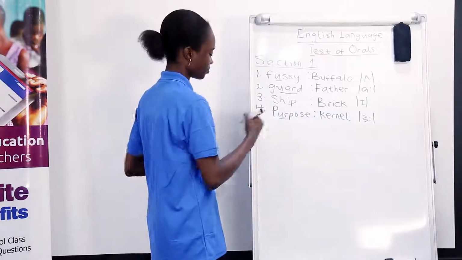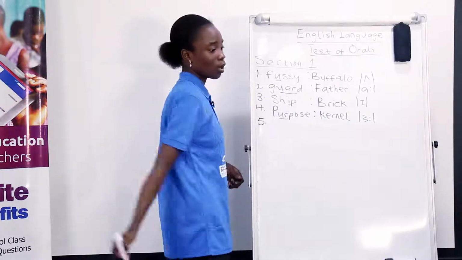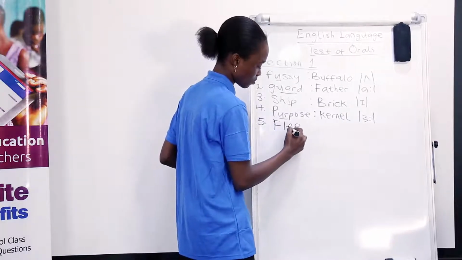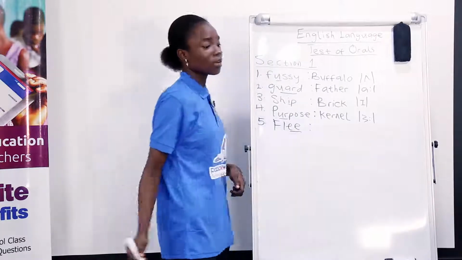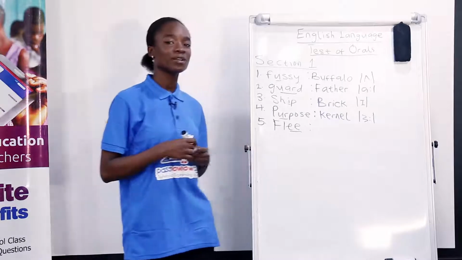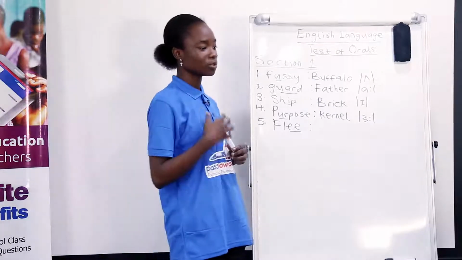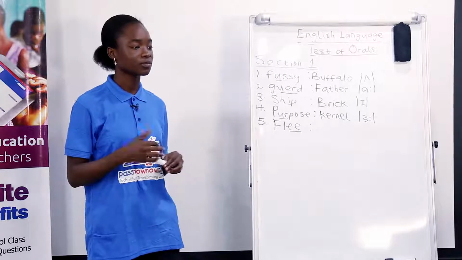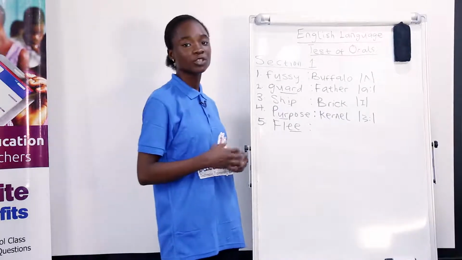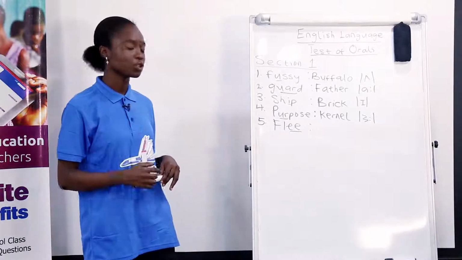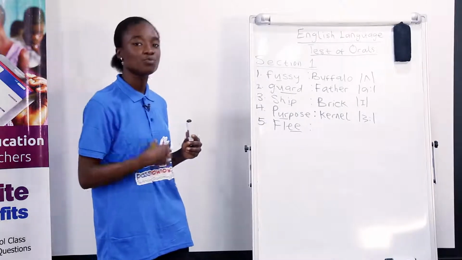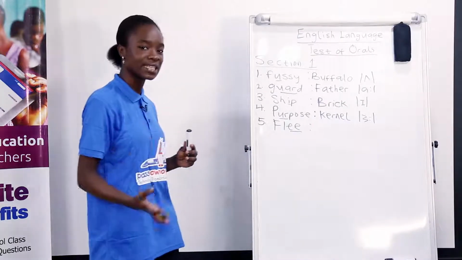Number five, we have flea, with a long E sound. Option A, we have sway. Option B, we have creative. Option C, we have breeches. And option D, we have dread. So the option with the same vowel sound as flea is breeches, with a long E sound.